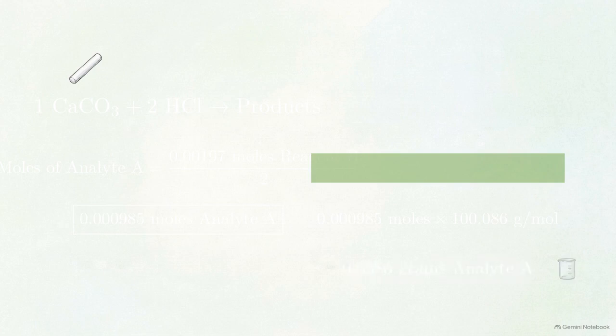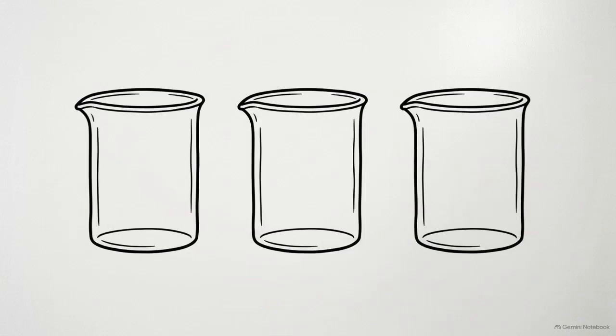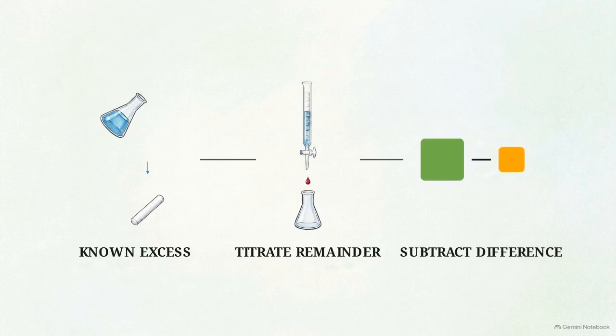Finally, we convert those moles to mass. Multiplying 0.000985 by the molar mass of 100.086 grams per mole gives us a final result of 0.0986 grams of pure calcium carbonate. By using this 5-step sequence, we bypassed the physical problem of the insoluble solid to reach a precise mass. The sequence remains the same for any back titration. Flood the sample with a known excess, titrate the remainder, and subtract the difference to find the hidden value.